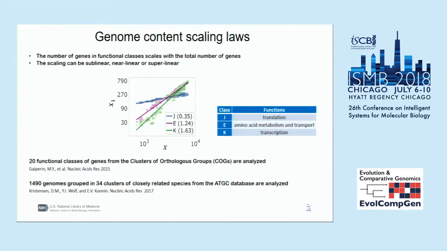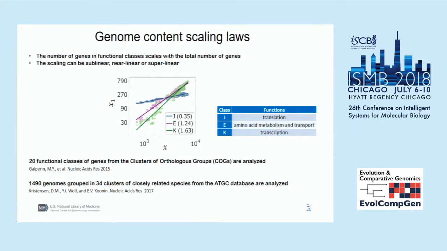For example, if we look at translation genes, the number in the genome is approximately constant. The scaling exponent is very low, 0.35 in this case. Contrary to that, if you look at transcription genes, they scale almost quadratically. In this case, the scaling exponent is 1.63. And the question is why these different scaling exponents are observed. What is the underlying mechanism of this scaling?